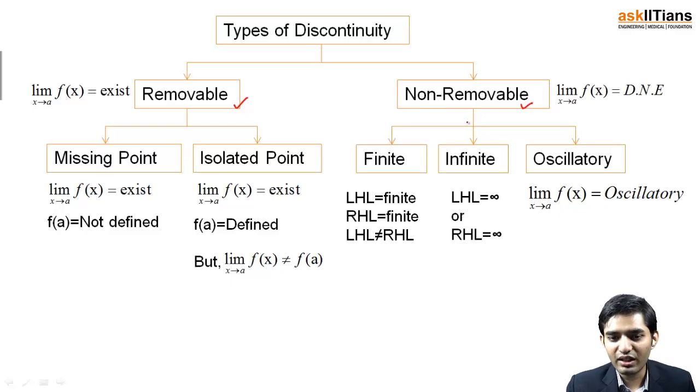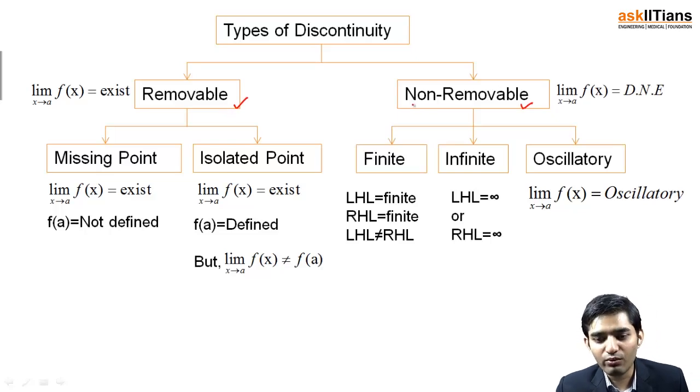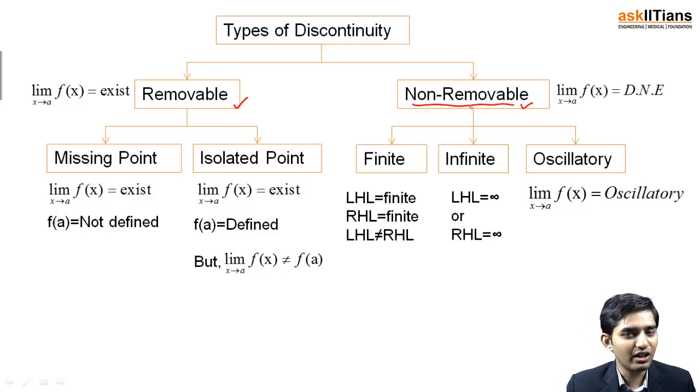Removable types of discontinuity are those discontinuities which can be removed by changing slightly the definition of the function. So we define the function as something else, a slight change in the definition, and we can remove this type of discontinuity and make it continuous. And non-removable are those where whatever we do, we cannot remove the discontinuity, we cannot make that function continuous anyhow. Such types of discontinuities are called non-removable discontinuities, right? So there are two major types of discontinuities: one is removable and one is non-removable.